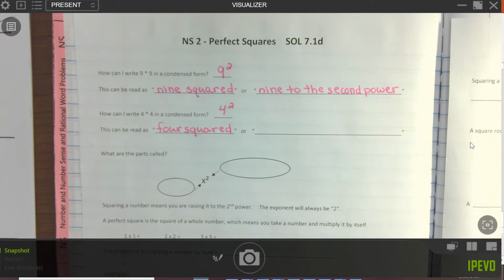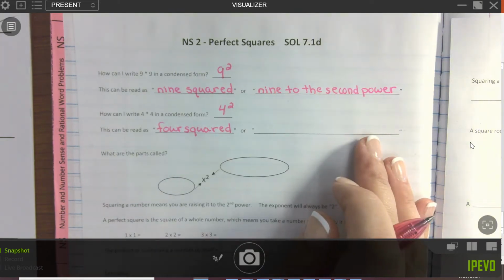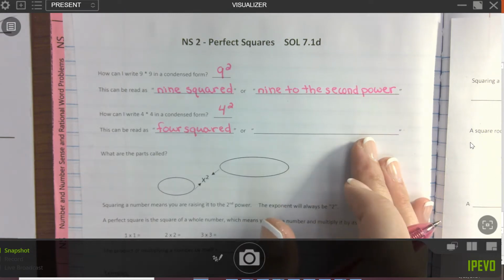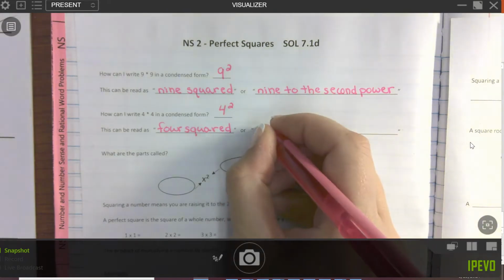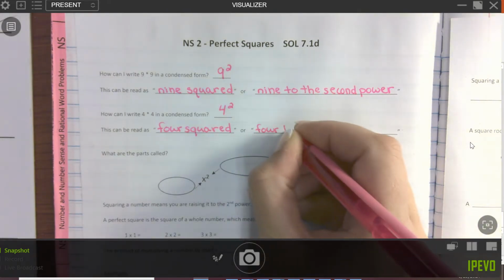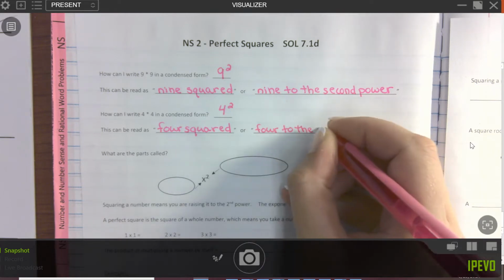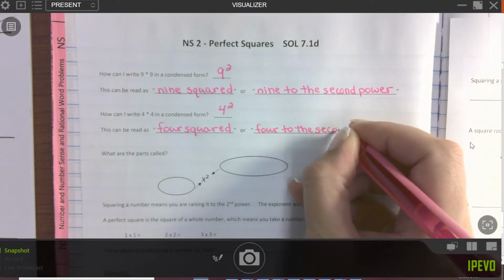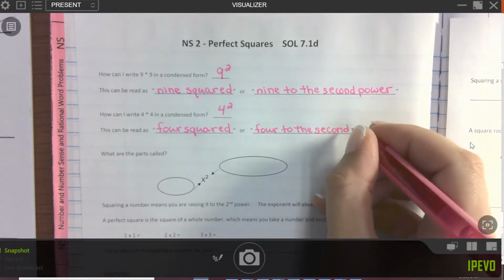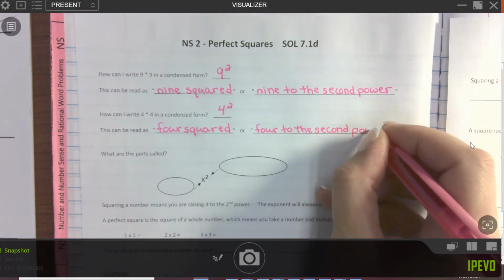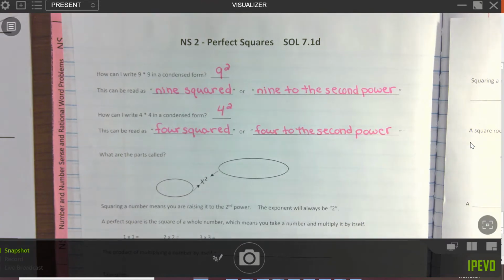And again, if you wanted a little bit longer way to say it, which you would need to use if you had other exponents besides a 2, you could also read it 4 to the second power, just like we did with 9 to the second power. So 4 to the second power. If you had an exponent of like a 4 or a 5, you would say like 4 to the 4th power, 4 to the 5th power. So if it's a 2, you can say 4 to the second power, but again we normally say 4 squared because it's just faster.